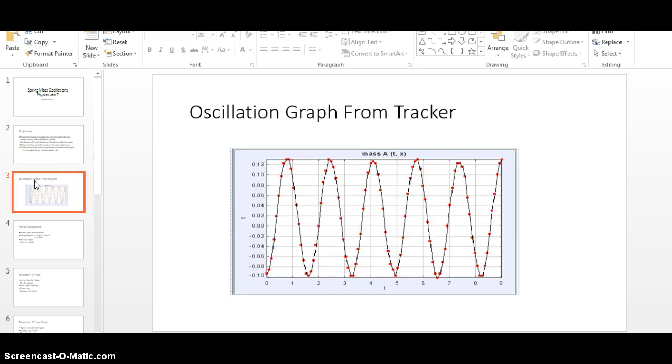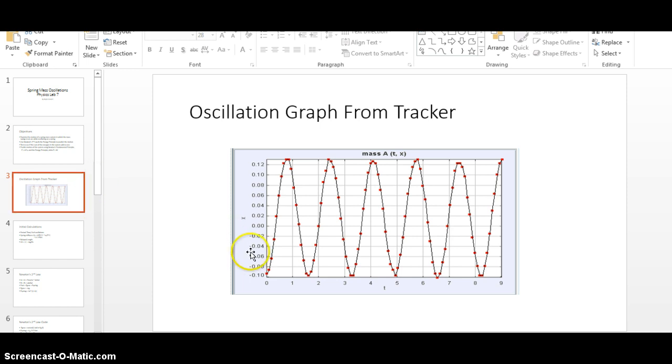So we have here an oscillation graph from Tracker, and the mass was released from rest, which equates to initial velocity being equal to 0. We take the initial position from Tracker for the mass, and we also use Tracker to get the period of oscillation. And in order to get the period of oscillation, we do the time.